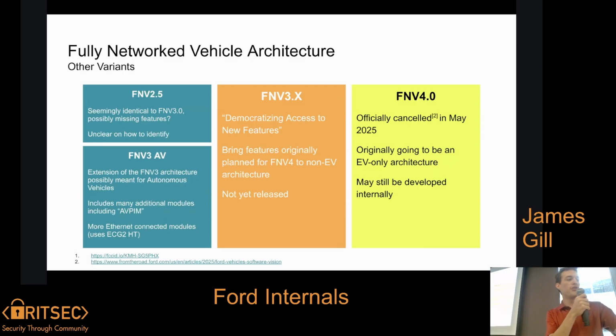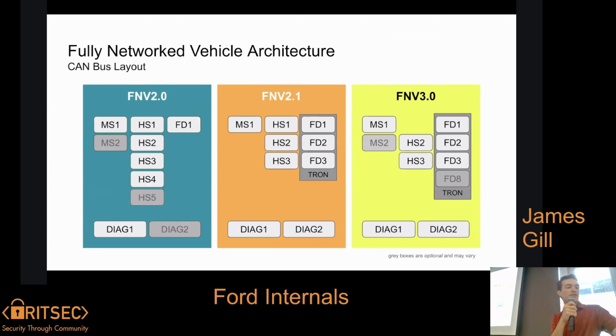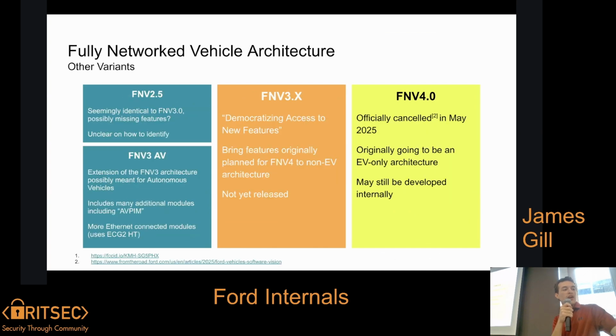They also have a couple other architectures that they mention offhandedly, but these are the main ones that are shipping in vehicles today. There's an FNV3 AV, which is really interesting. They use that for their autonomous vehicle platform internally, the fully autonomous one that they're developing for robo-taxis and stuff. Basically that just means they have a whole bunch more modules with more sensors, and they doubled the amount of Ethernet. There are like 10 Ethernet ports on the module instead of 5.